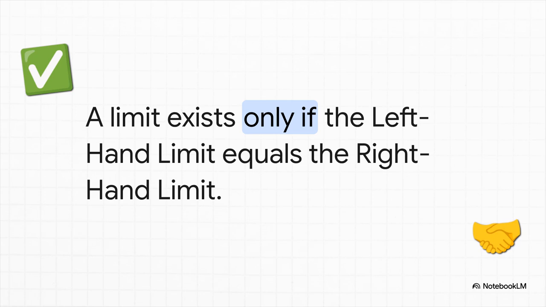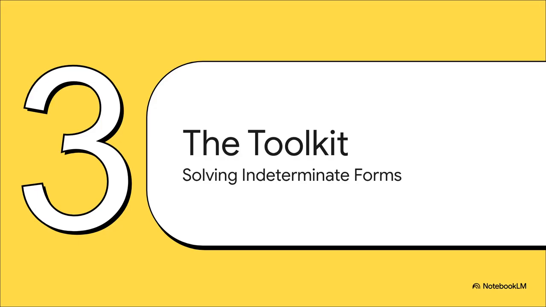And this brings us to the golden rule. This is non-negotiable. A limit only exists if, and only if, both paths lead you to the exact same destination. If the path from the left is heading towards, say, a value of 5, and the path from the right is also heading towards 5, then great, the limit is 5. But if they're heading to different values, the limit just doesn't exist. Simple as that. Okay, so we've got the theory down.